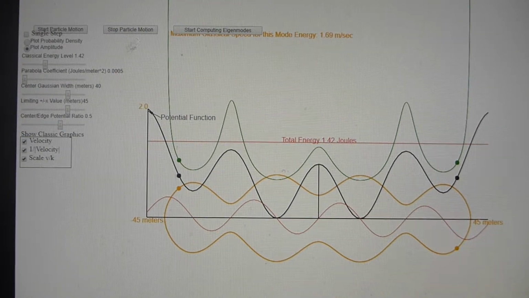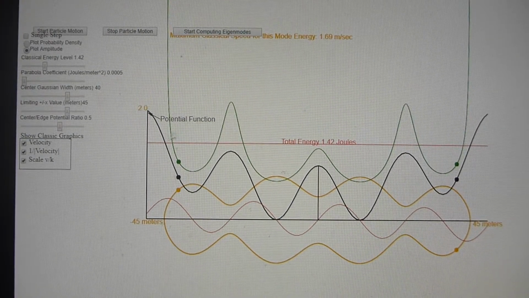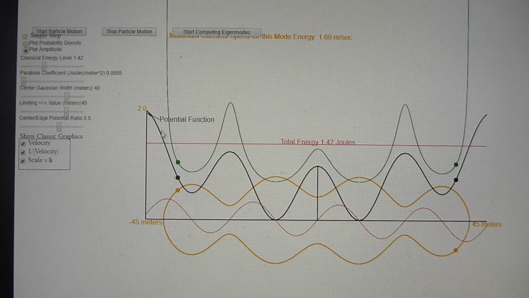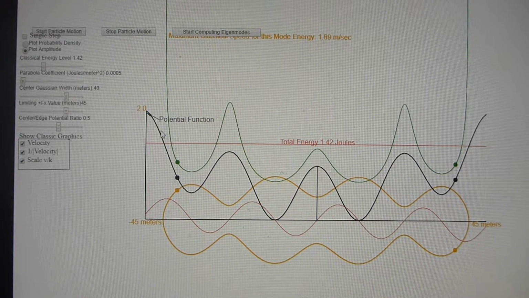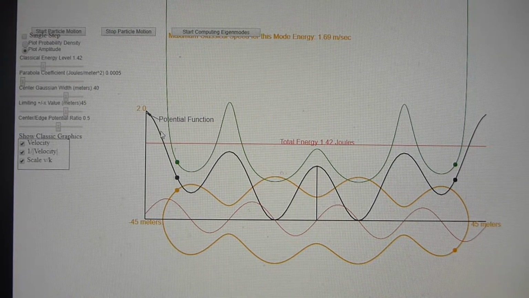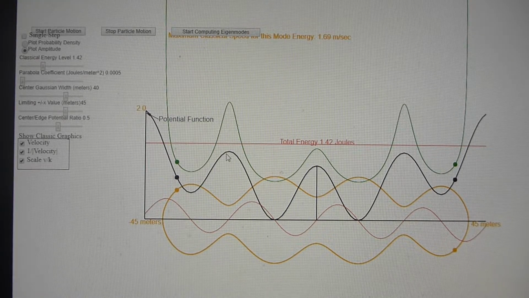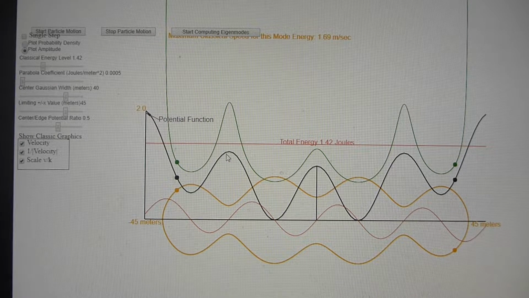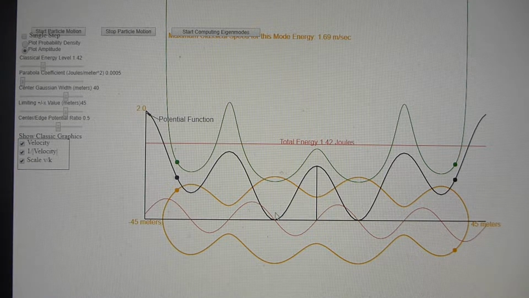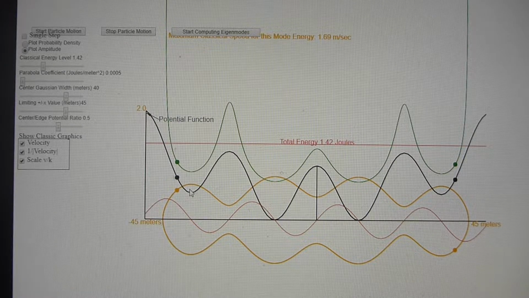In this video, I will narrate the results of a finite difference calculation of the Schrodinger equation's modes for a cosine/parabola potential. The potential is shown here by the black curve, and it has a lower potential well minimum and an upper potential well minimum.